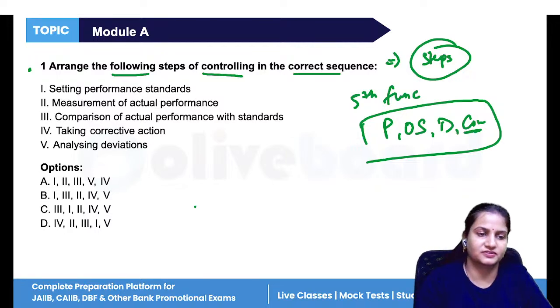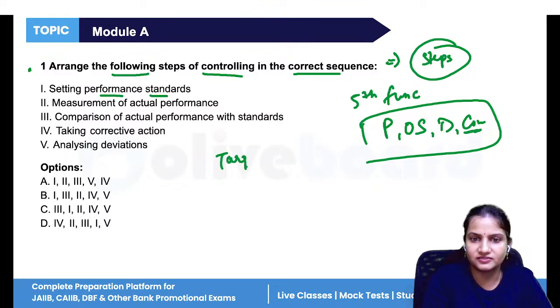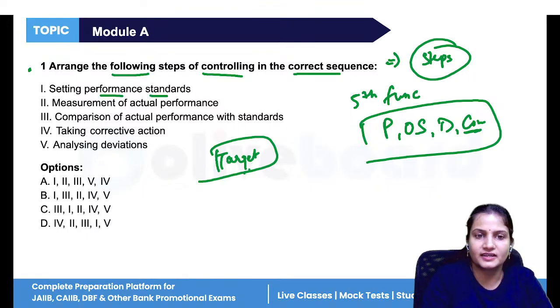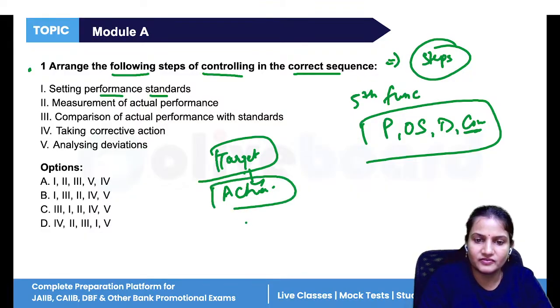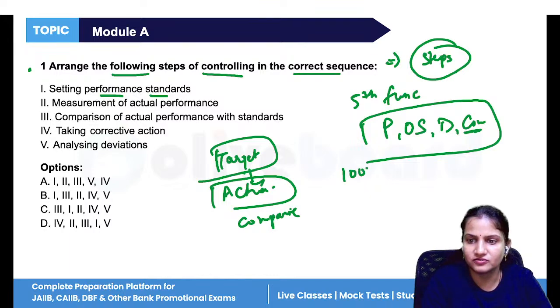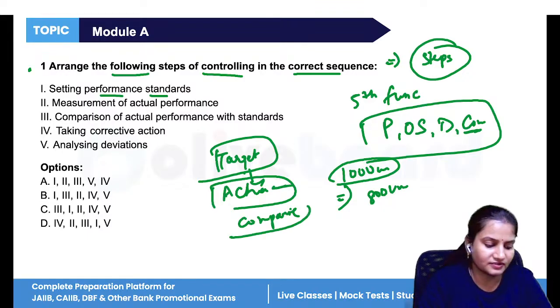Now you have to find the steps. First, what we do in controlling is we set the performance standards. We set our targets. What is the target that we have to fulfill? After setting the target, we measure the actual performance against the set target. After measuring, we will see the comparison. We will compare: the target was 1000 units and I actually completed 800 units. That is the comparison.